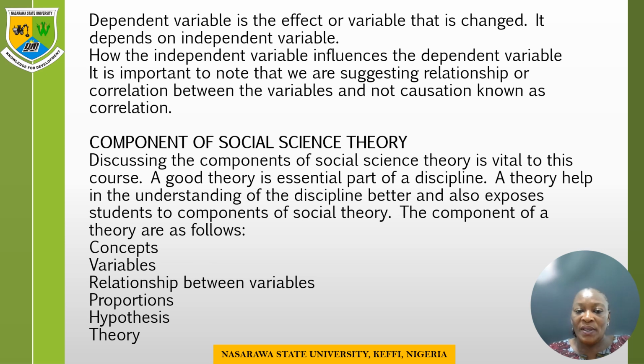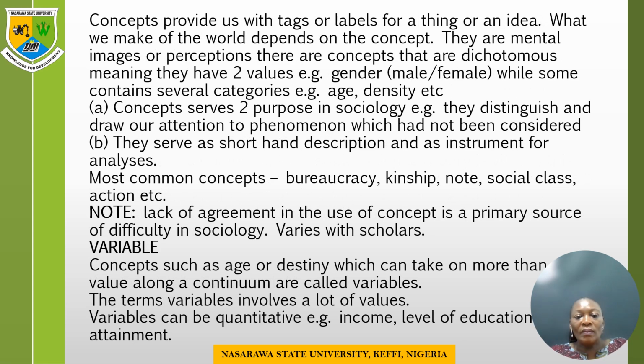The components of theories are as follows. We have concepts, we have variables, we have relationship between variables, we have propositions, hypotheses, and of course, the theories. Now, I will explain this one after the other so that we can be able to understand. Concepts provide us with tags or labels for a thing or an idea. What we make of the world depends on the concepts.